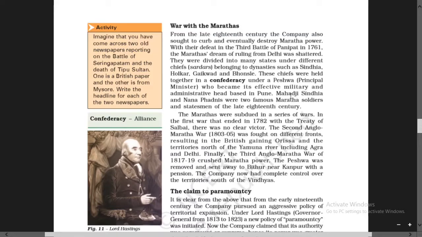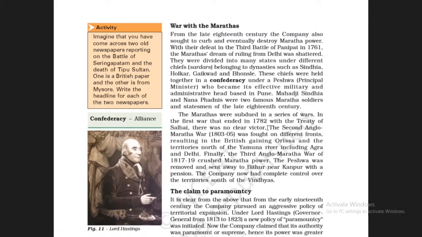The Marathas were subdued in a series of wars. Subdued means overcome. In the first war that ended in 1782 with the Treaty of Salbai, there was no clear victor. Victor means a person who defeats an enemy.